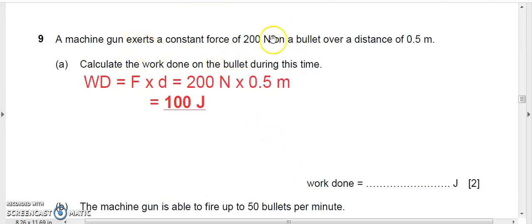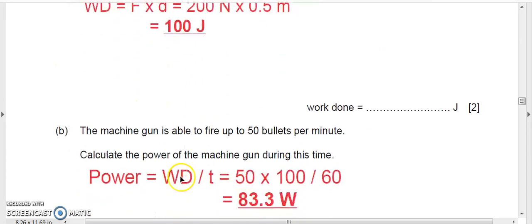Alright, question 9 is pretty straightforward. Force times distance, the first formula, work done. You've got to know work done is force times distance. Both must move in the same direction, force and distance. So 200 times 0.5 is 100 joules. If you can fire 50 rounds per minute, remember this 100 joules is for one round, so you must multiply by 50 and divide by the time. This is the formula for power: work done per unit time. Divide by 60. This will probably be the common mistake. Don't just divide by 1, you've got to divide by the SI unit of 60 seconds. So the answer is 83.3 watts.